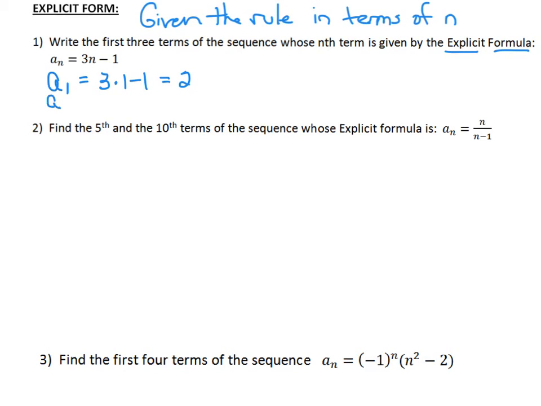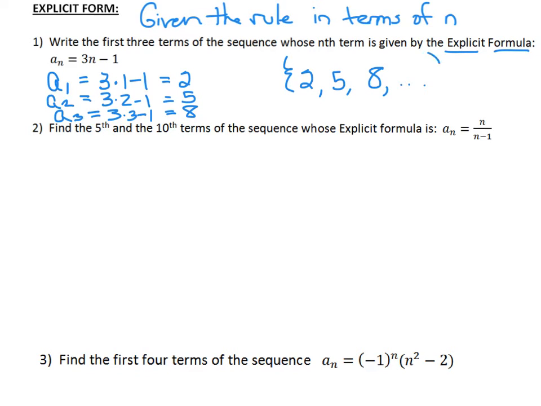I'm then going to find a2, which would be the second term of the sequence. So 3 times 2 minus 1, that's giving me an answer of 5. And let's go ahead to the third term. So 3 times 3 minus 1, that's giving me an answer of 8. So the first three terms of this sequence would be the numbers 2, 5, and 8.